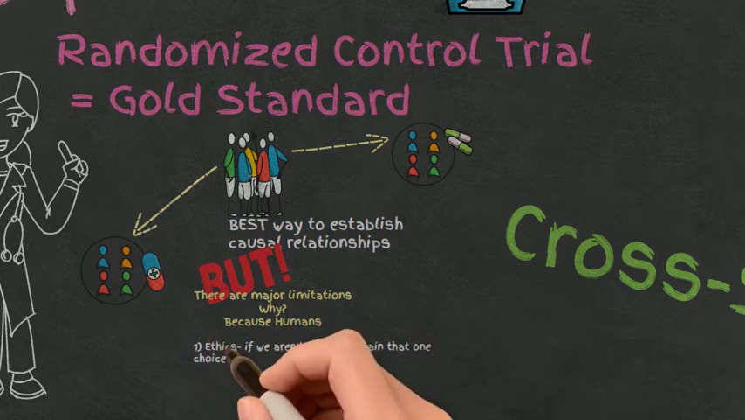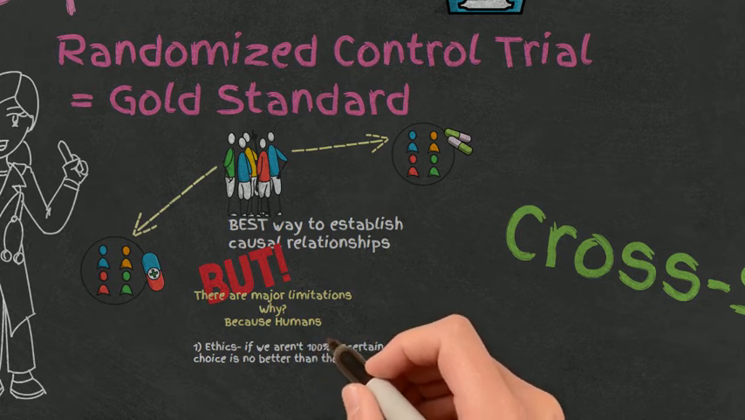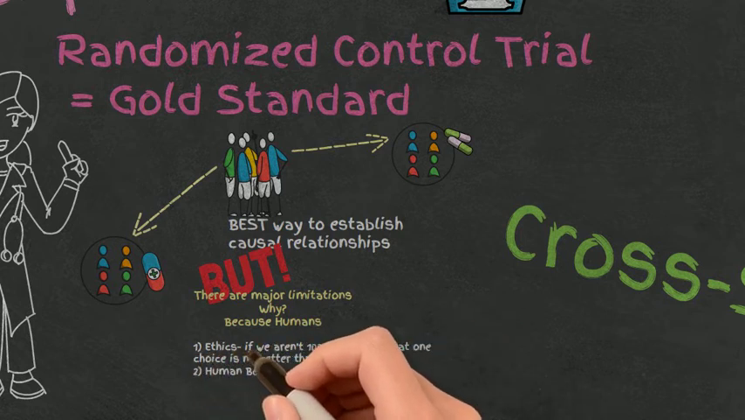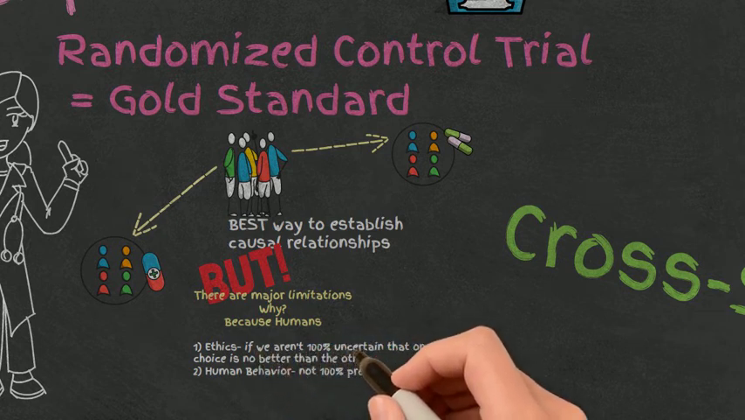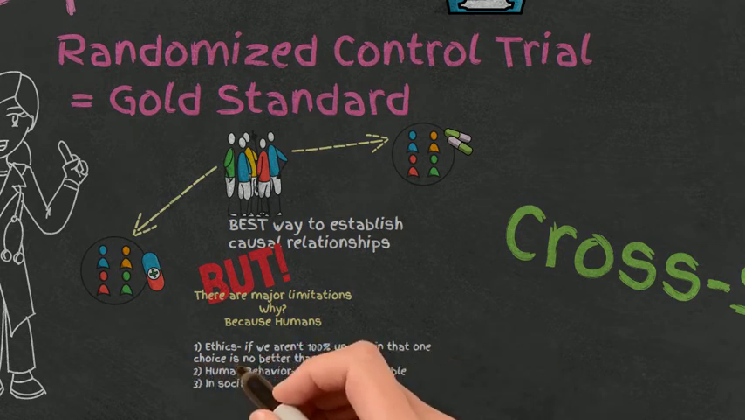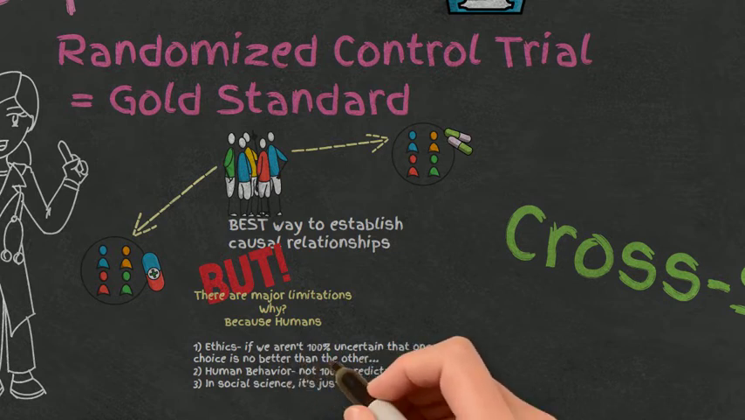Another reason RCTs aren't always possible is because human behavior is not 100% predictable. Human beings are influenced by all sorts of things: their friends, their family, personal experiences, history, neighborhoods, and they can even be influenced by knowing that they're part of a study and they want to perform exactly as they think the researcher wants them to.